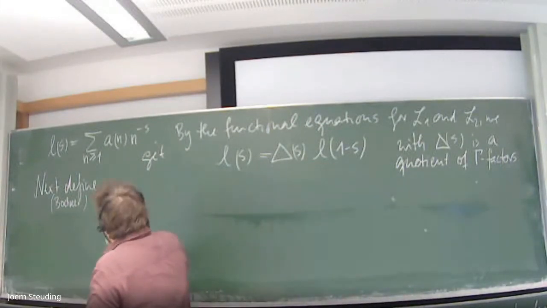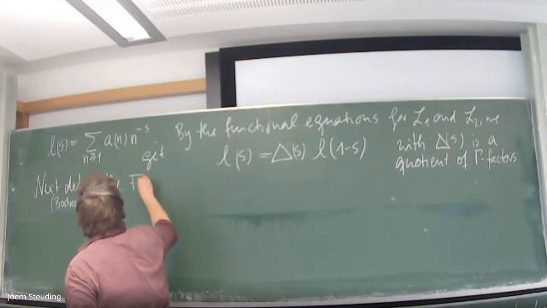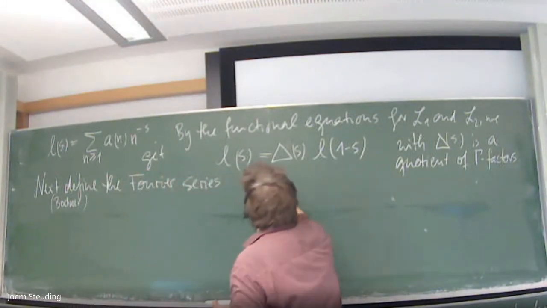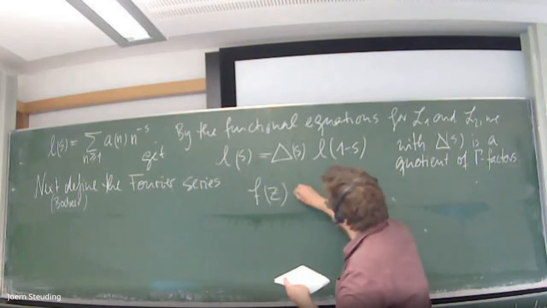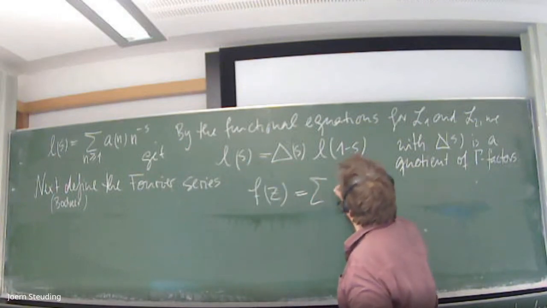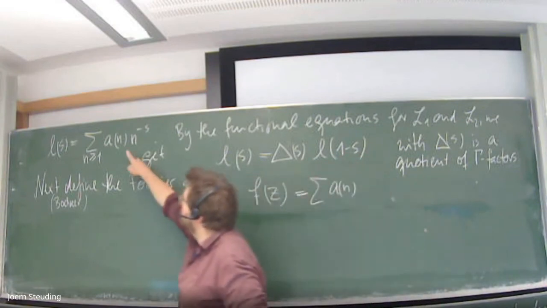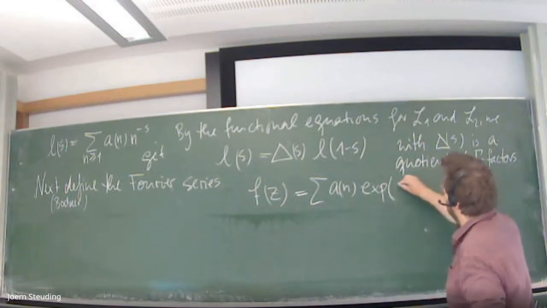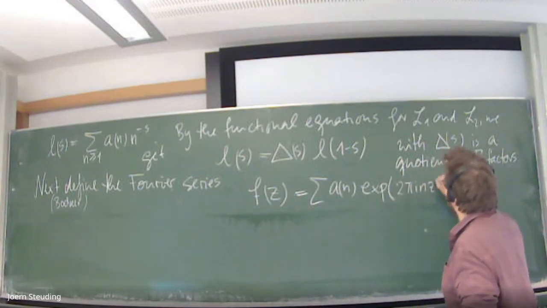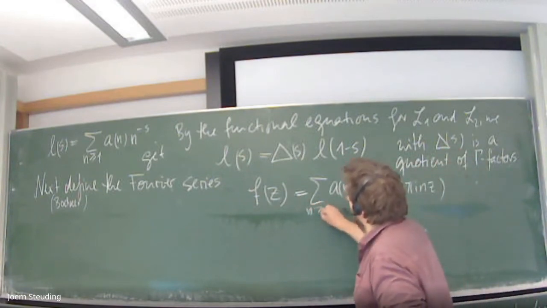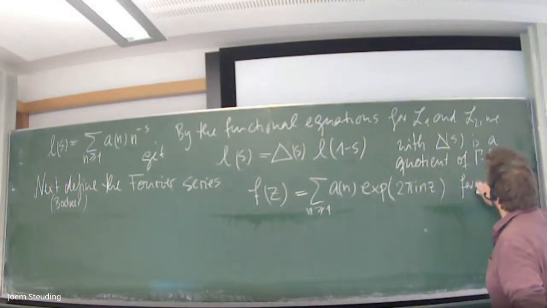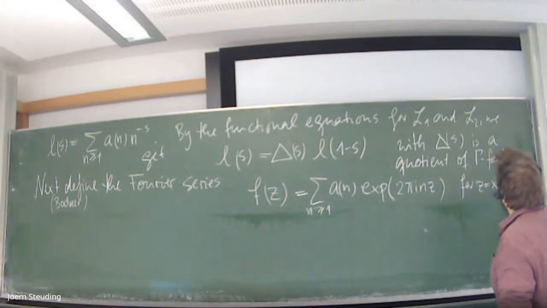So we define a Fourier series. Let's call it f of z. And that is, we take the Dirichlet coefficients, a of n, and multiply them with the exponential function e to the 2 pi i n z. And that defines this series. And we do that for z in the upper half plane. Okay?